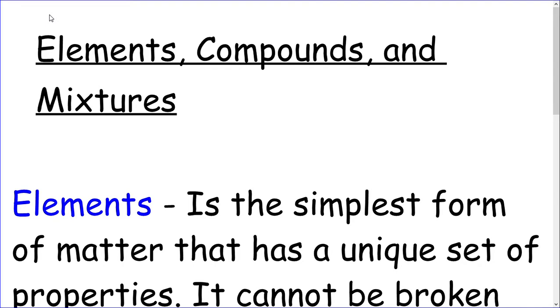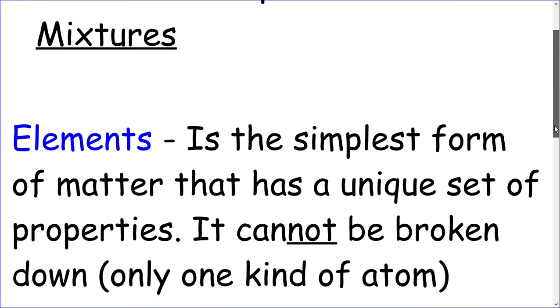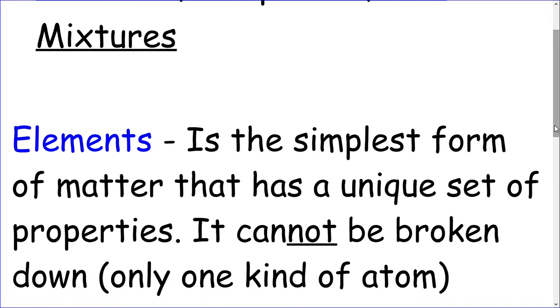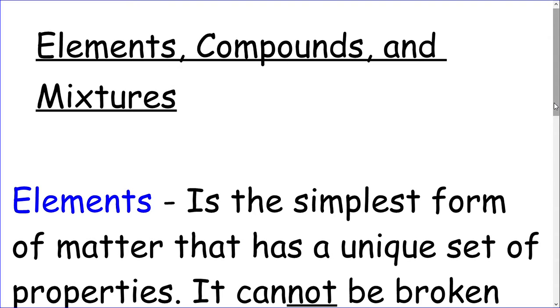So when we start to go through elements, compounds, mixtures, and talk about elements, it's the simplest form of matter that has a unique set of properties and cannot be broken down. It's only one kind of atom. So what we're going to do is break apart each of these three things. So really there's like four parts here, starting with elements and just kind of working our way through.